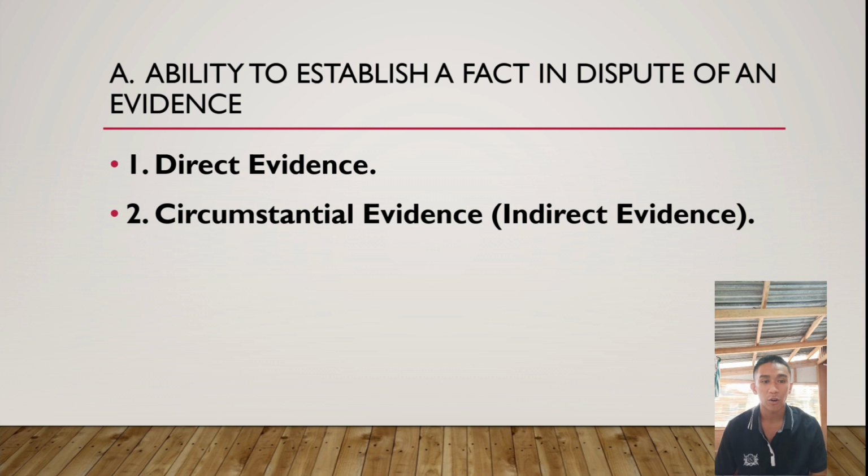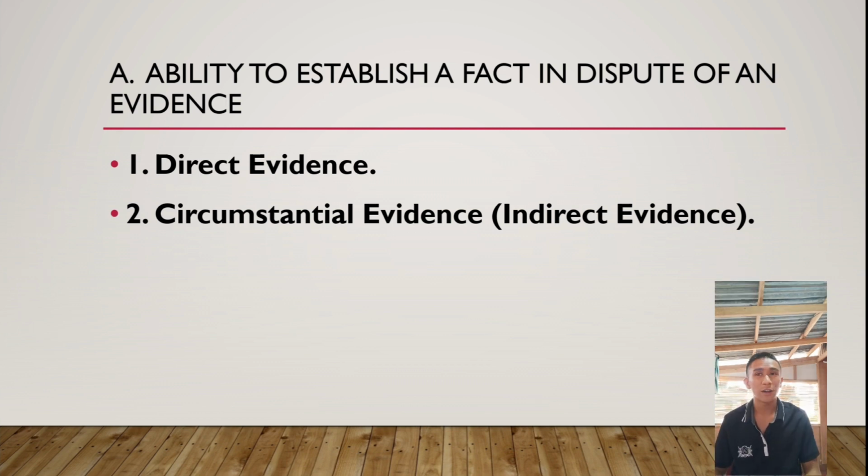It is the proof of fact or facts from which, taken either singly or collectively, the existence of a particular fact in dispute may be inferred as a necessary or probable consequence. The following requisites must be present before a circumstantial evidence will become sufficient for conviction.